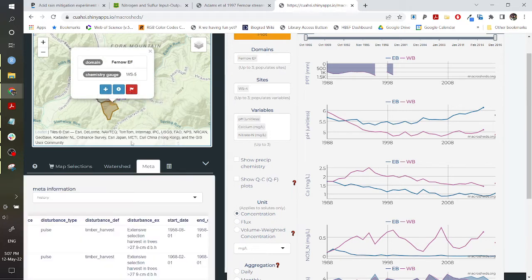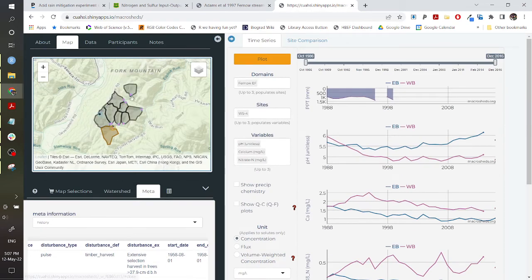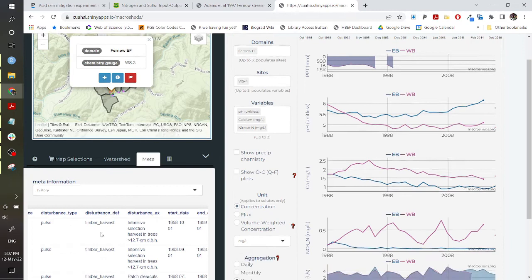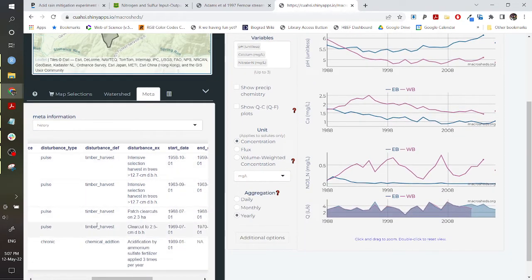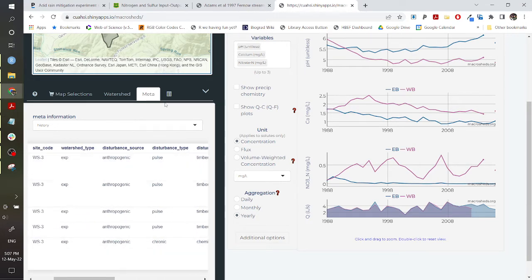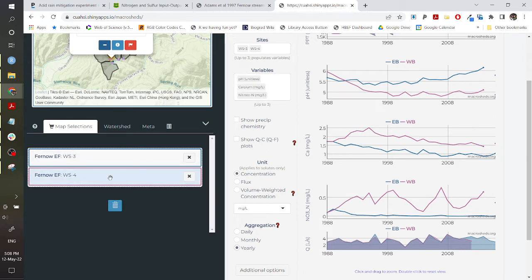So this has a flag, but we look here and we notice that there's no chemical addition. Instead, it was a timber harvest, so it wasn't watershed 5. Let's check watershed 3. And this one has timber harvest as well, but in addition, a chemical addition where you have acidification by ammonium sulfite fertilizer applied 3 times per year in 1989, which is the watershed we were looking for, and so we'll add it to our cart.